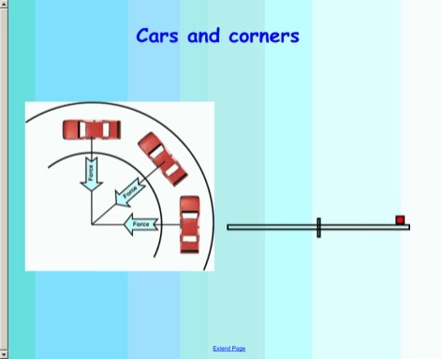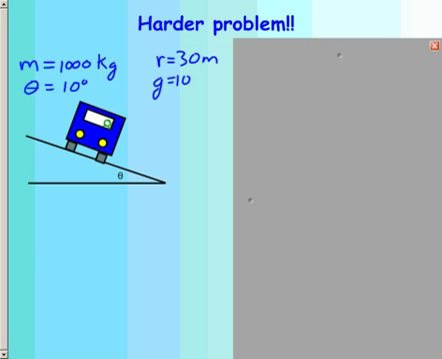Now what we're going to do today is kind of a strange problem, but it's one that shows up a lot. Let me just explain the problem first. We're driving along and we come up to a corner that's banked, and we go around the banked corner. So here's me in my car coming right towards you on this banked corner. The mass of my car is 1,000 kilograms. The bank is 10 degrees. The radius of the corner is 30 meters, and we're going to use 10 for little g today.